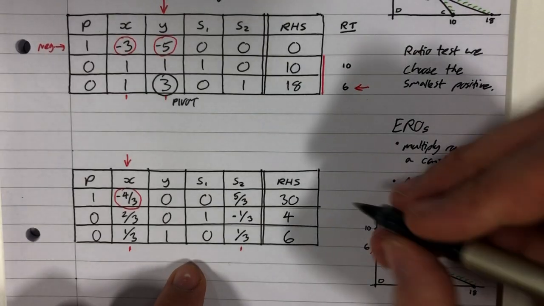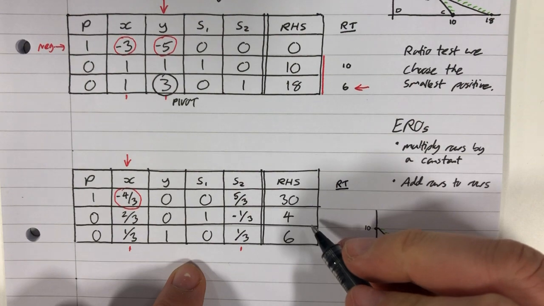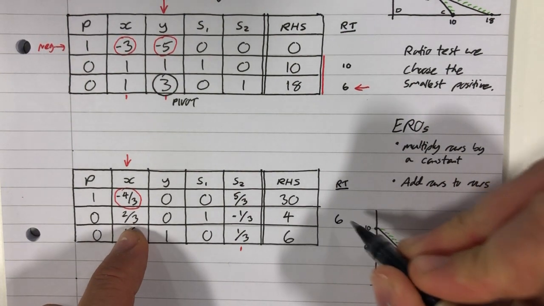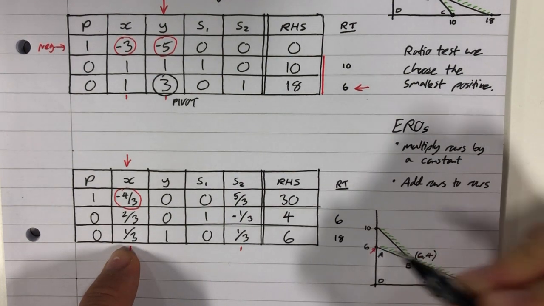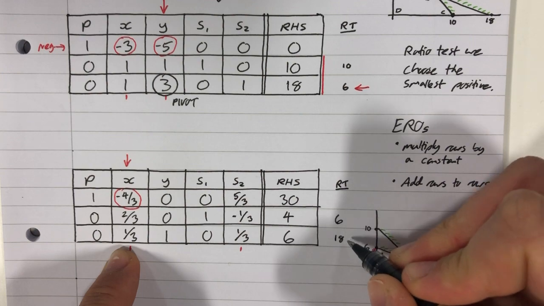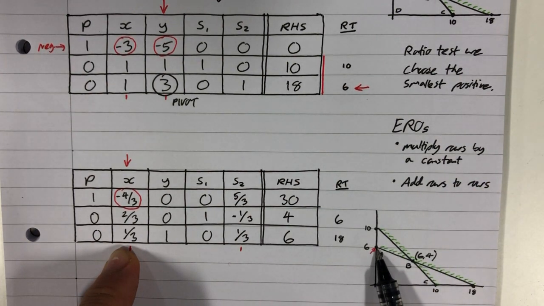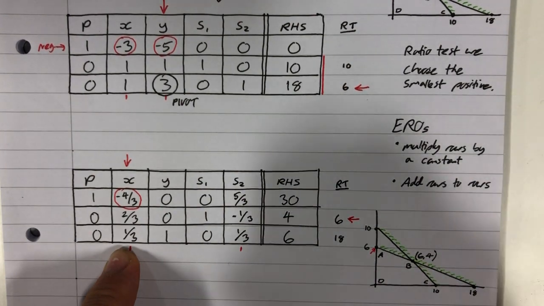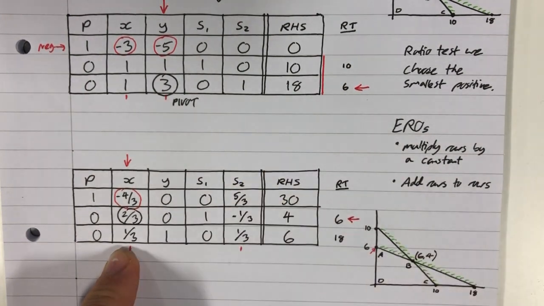I carry out, again, a ratio test. Okay, don't apply the ratio test to the objective row. 4 divided by 2/3 is 6, and 6 divided by a third is 18, and I choose the smallest. So I'm either going to move 6 in the x direction, or I'm going to move 18 in the x direction. So if I move 6, I'm actually going to move down to here. If I choose 18, I'm going to move down to here. 18, again, you can clearly see has shot past the feasible region. So I only want to move 6. So therefore, that is the row that I choose, and that is my pivot in there.